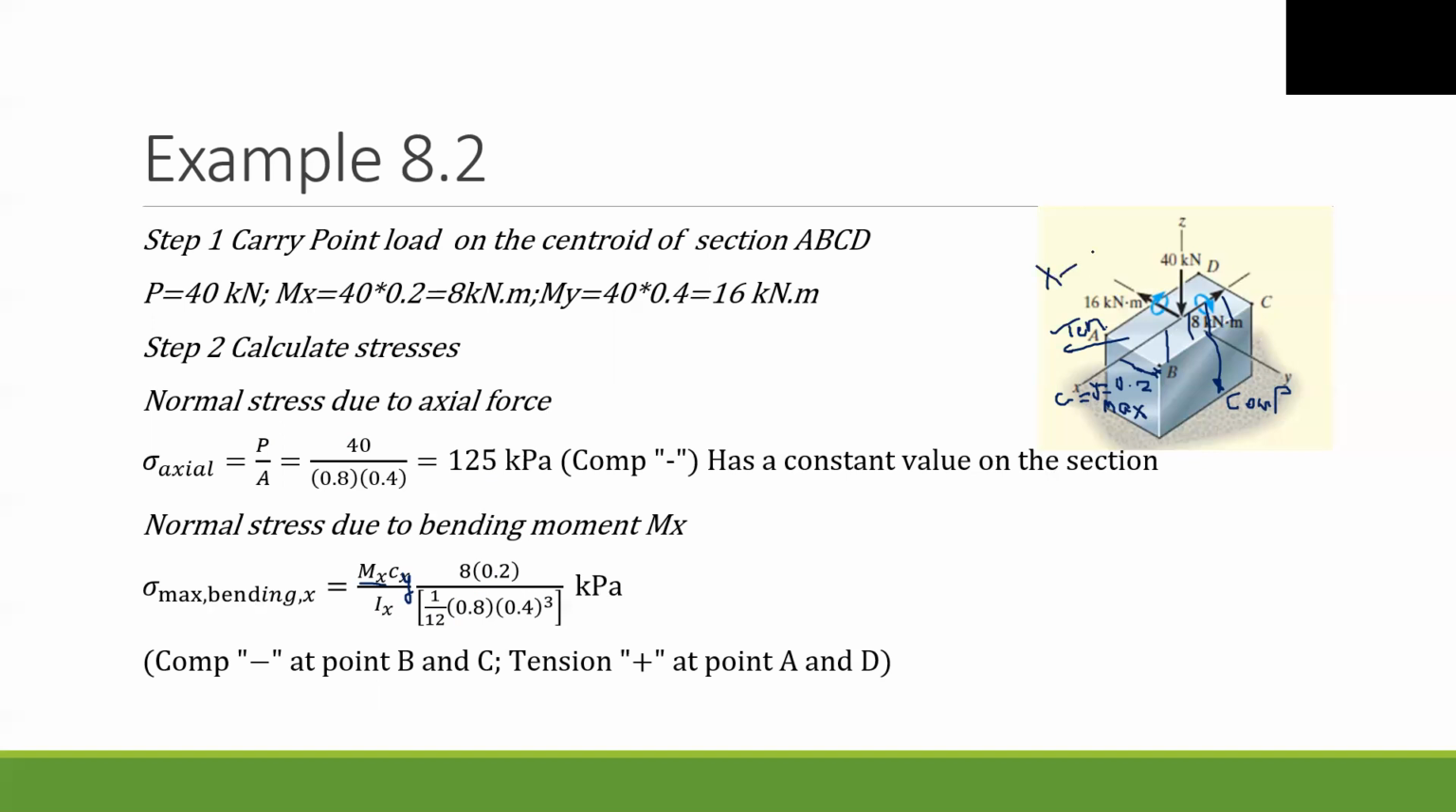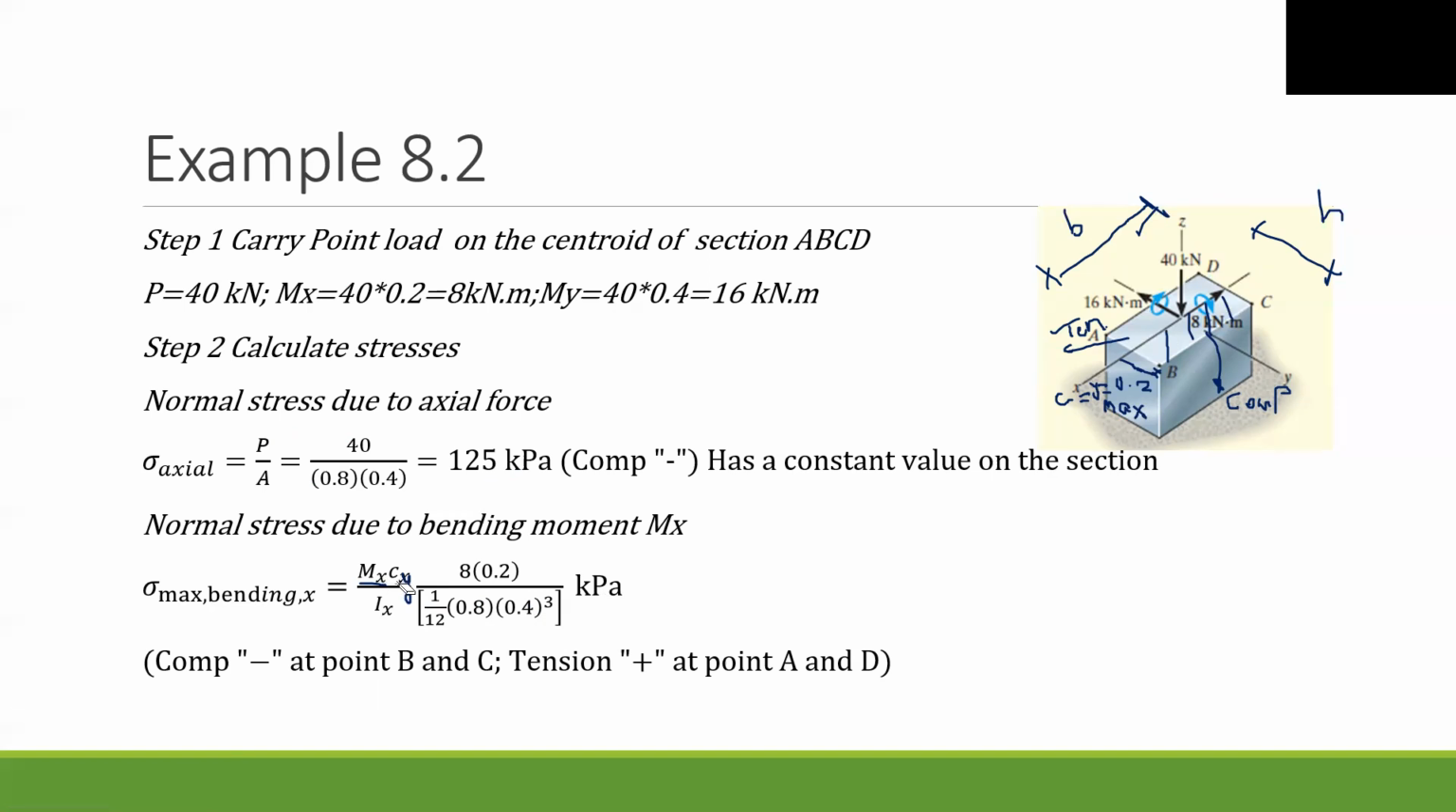So this should be b. Okay. This should be h. Therefore, b is equal to, let me check, x, y. So b should be 0.4. I'm sorry, I made a mistake. Yes, this is correct. Sorry for that. Yes, I should erase. So b is 0.8. Okay, h is 0.4. Okay, b h cubed over 12.